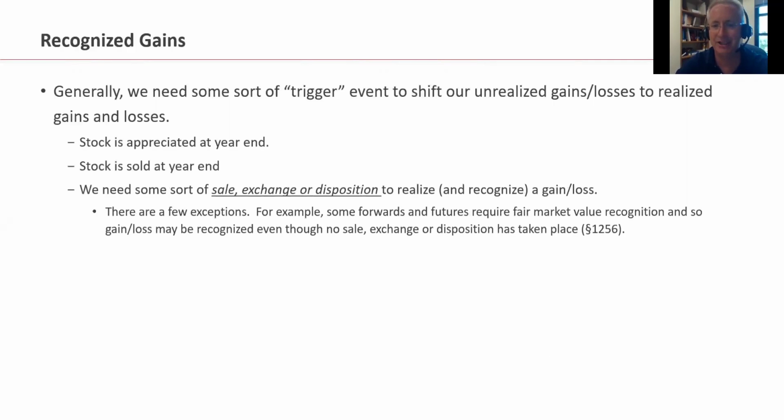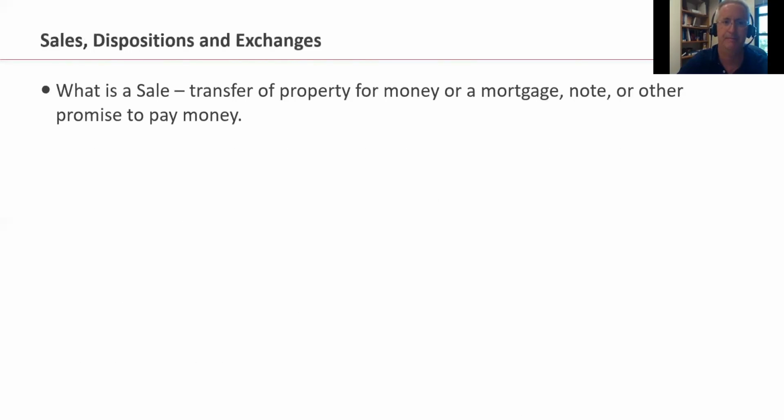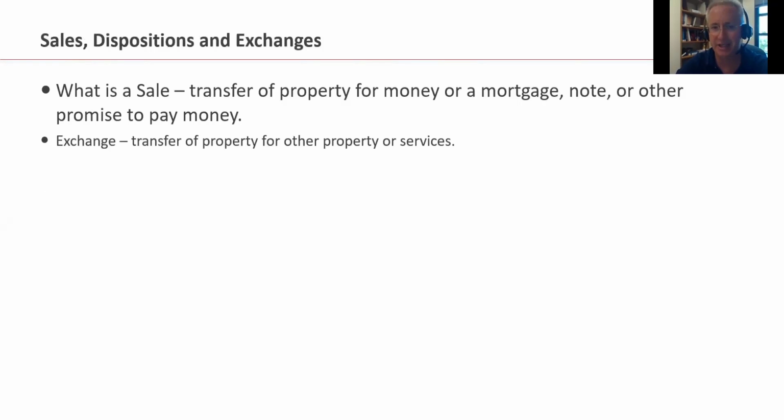A sale, exchange, or a disposition are all considered realization events. There are a few exceptions, right? So there are some forwards and futures contracts, if any of you are into commodities, that you actually have to mark to market before you've realized a gain or loss on them. That's way beyond the scope of this course. So what's a sale? A sale is a transfer of property for money or a mortgage or note or other promise to pay money. An exchange is a transfer of property for other property or services.